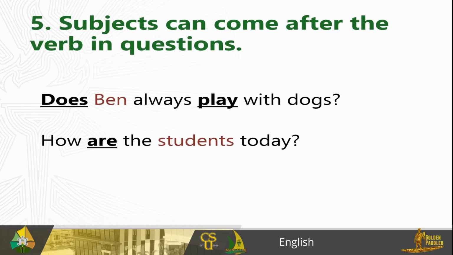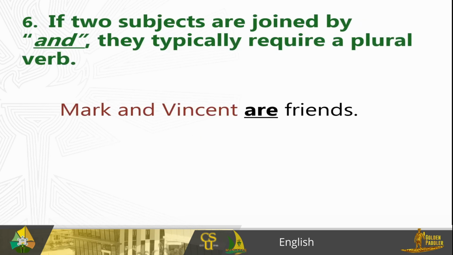Number 5. Subjects can come after the verb in questions. For example, does Ben always play with dogs? How are the students today? Rule number 6. If two subjects are joined by and, they typically require a plural verb. For example, Mark and Vincent are friends.